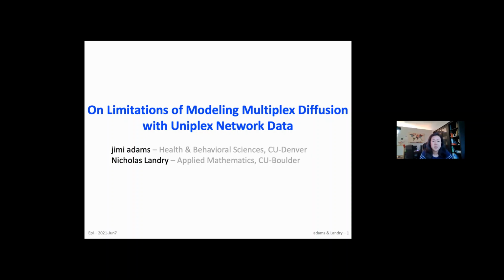Dr. Adams is an associate professor of health and behavioral sciences at CU Denver. He has a PhD in sociology and was a Robert Wood Johnson Foundation Health and Society Scholar. His research areas involve addressing how networks constrain or promote the diffusion of information and diseases, and using social network theory to improve strategies used in the design and implementation of primary data collection projects.